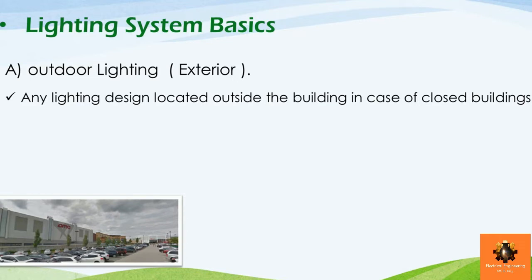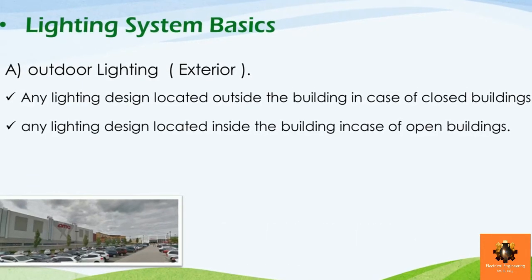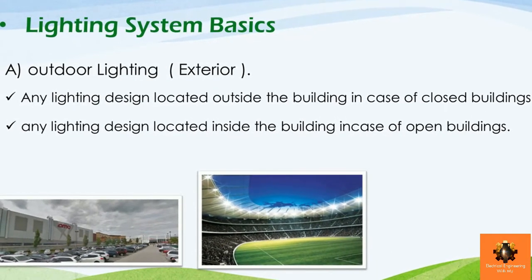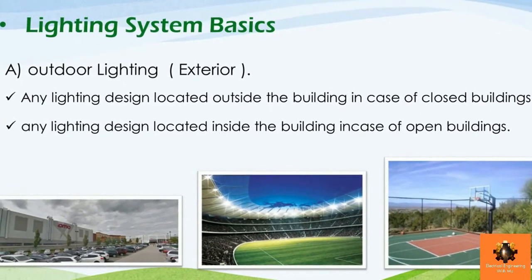But we have another definition for the exterior lighting design, which is any lighting design that is located inside the building in case of open buildings. So for open buildings, any lighting design inside it will be an exterior design. For example, the lighting design for the football stadium is an exterior design. This is because it's an open building, although the design is inside it. And also if we have an open basketball court, its lighting design now is an exterior one. This is because it's an open area. While if you remember the previous example, the basketball design was an interior design. This is because the basketball court there was in a closed building. So according to our case, we specify the design type.